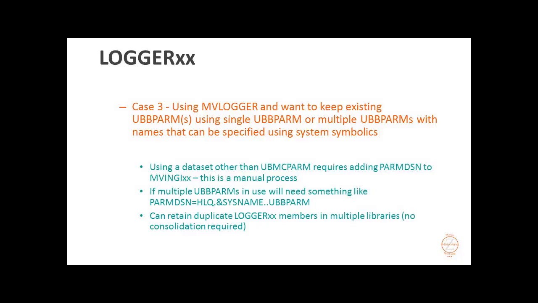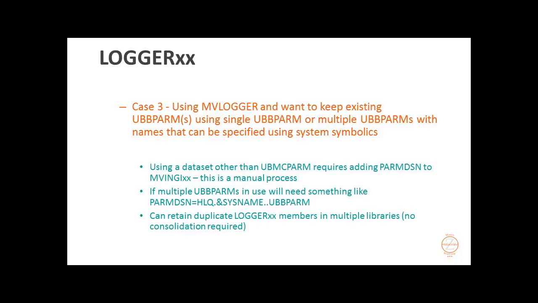Customers can keep existing logger XX members in their current UBB parm libraries. Since the DBC expects its parameters in the UBMC parm, it must be redirected to the existing UBB parm libraries. This is done through the PARMDSN parameter of MVI NGI XX.